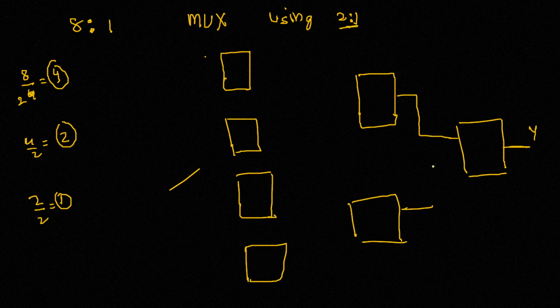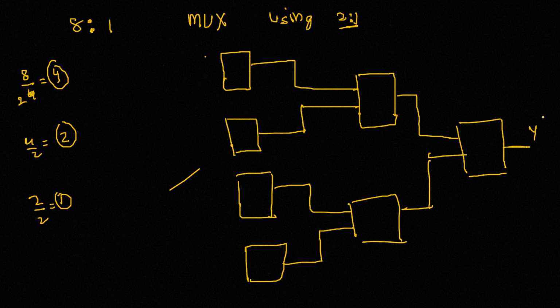So we have one select line for each level. So this is S0, this is S1. S1 acts as the select line for both these multiplexers. And here we have S2 that acts as the select line for all the multiplexers at this level. I think I made a mistake.